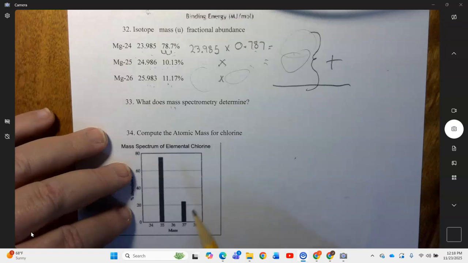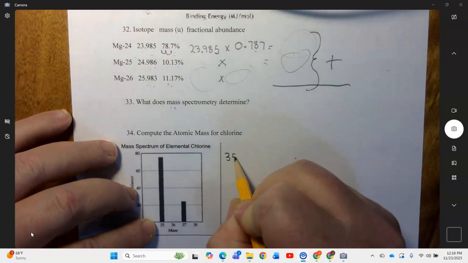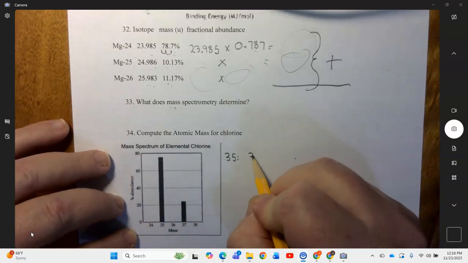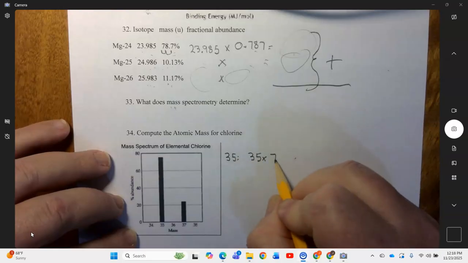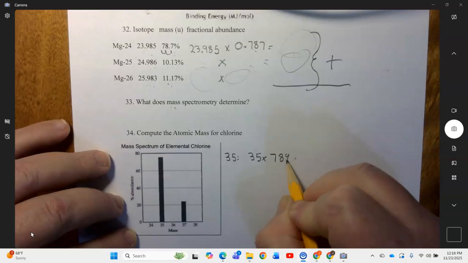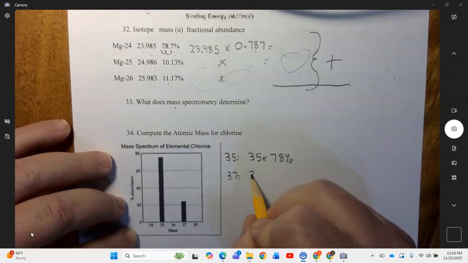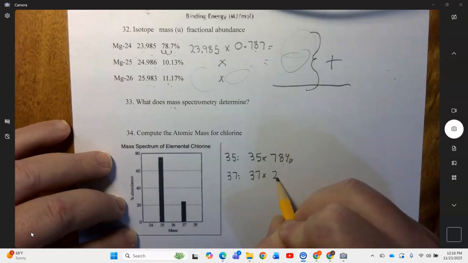Okay, so we're going to start with the 35 line. I'll just write that so we reference it. That's going to be 35 times 78%. Okay, for the 37 line, 37, and we're going to say if that's 78, then this has to be 22%. They have to add up to 100.